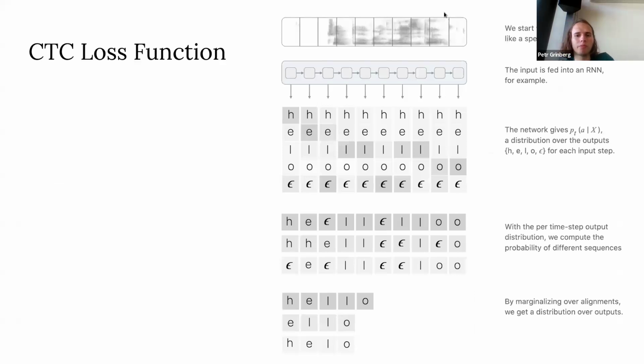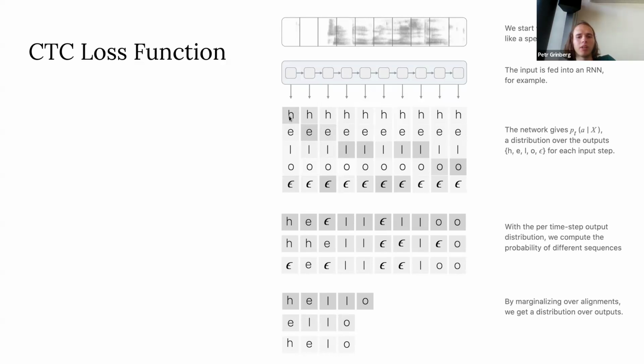Yeah. So again, let's look at the whole algorithm. We have an input sequence, which is like a spectrogram. It can be a spectrogram, it can be raw audio, but for now, let's say that this is a spectrogram. This input is fed to some model, for example, a recurrent neural network. And for each token, for each time frame, sorry, it predicts the distribution over the outputs, over our vocabulary, including a special token. If our vocabulary has only H, E, L, O, and epsilon, like this small vocabulary, our output will look like this.